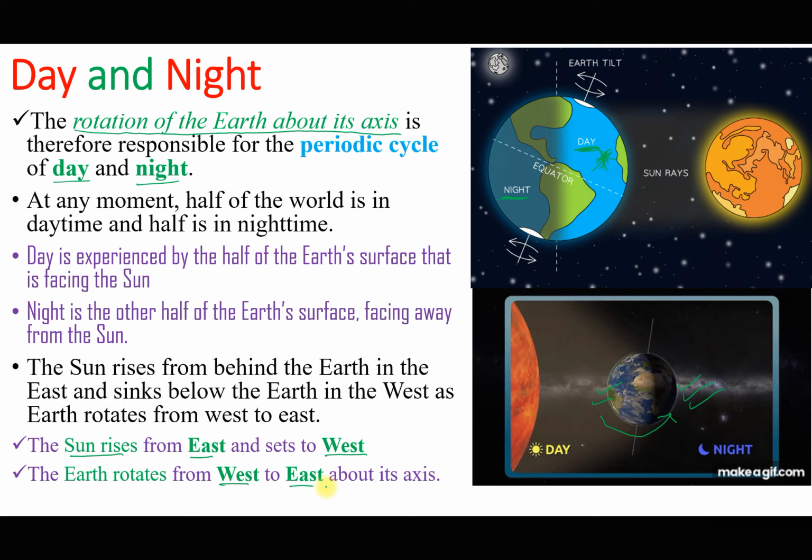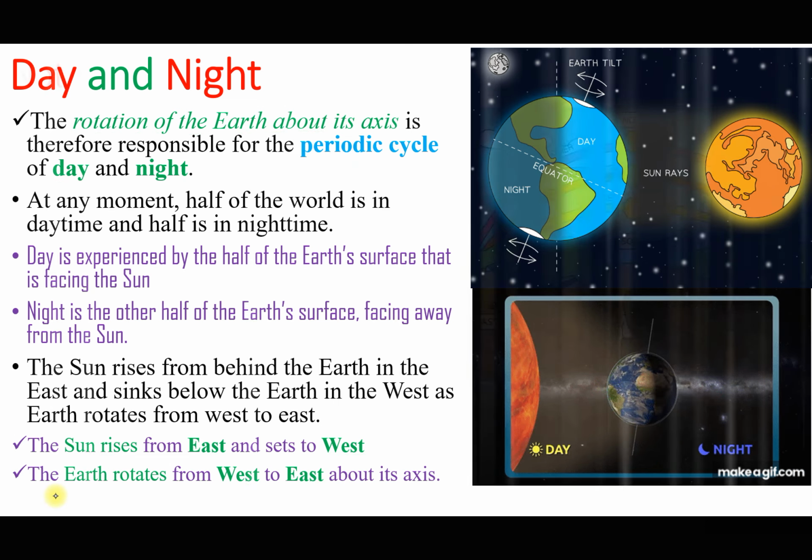This is the same concept you have always considered ever since you were young. You have always said that the sun rises from the east and sets to the west, but you did not know why it is said to be like that. But I think it's because the Earth rotates from west to east. Therefore, an observer on the Earth's surface, as the Earth rotates from west to east, sees the sun rising from the east and setting to the west.